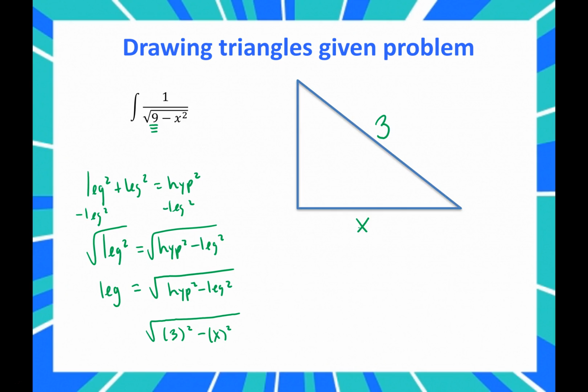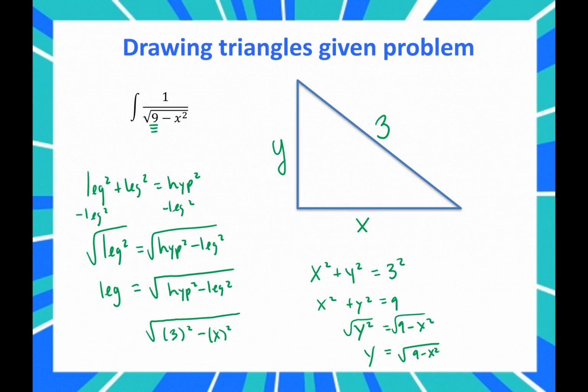And if you want to check this, you can. Let's let this be y. Let's check that x squared plus y squared equals 3 squared. That's going to give me x squared plus y squared equals 9. That gives me y squared equals 9 minus x squared. Square root both sides, and we get y equals the square root of 9 minus x squared. And that's exactly what I wanted here.